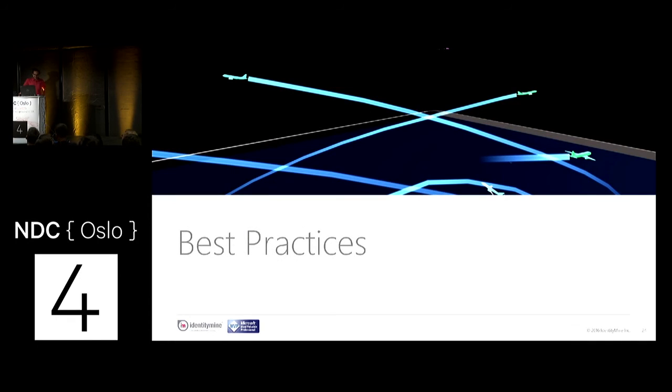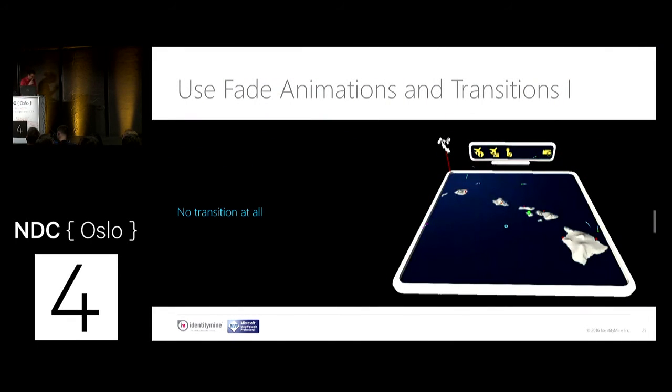Cool. Some further best practices. So use fading and transitions. This is an important one because in the real world, objects don't just appear or disappear. Maybe ghosts if you believe in such things, but I don't. So, and virtual objects, you can just enable or disable them, right? You can just make them appear or disappear.